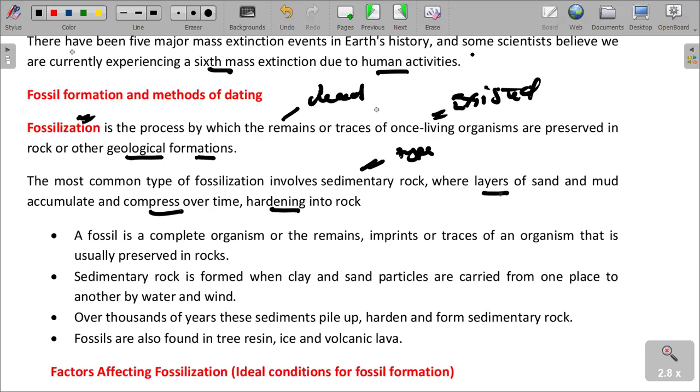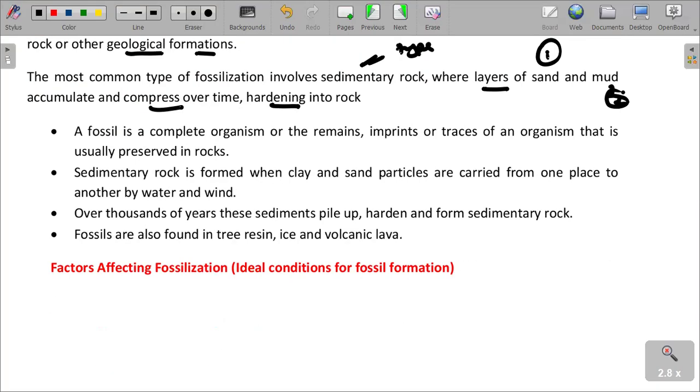So layers of sand and mud do accumulate and compress over time, hardening to form rocks. A fossil is a complete organism or the remains. We can find it as a full organism, meaning the bones and teeth and parts of those remains of the organism that cannot decompose, or it can be imprints.